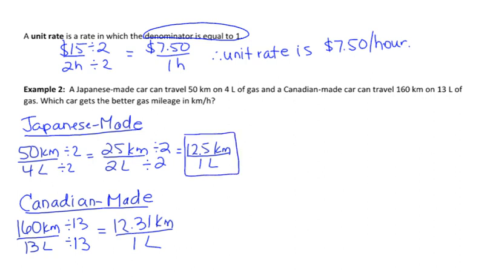This per hour here, this H should have been per liter in our question. So which car gets the better gas mileage in kilometers per liter? 12.5 versus 12.3. Our Japanese-made car has a better gas mileage.